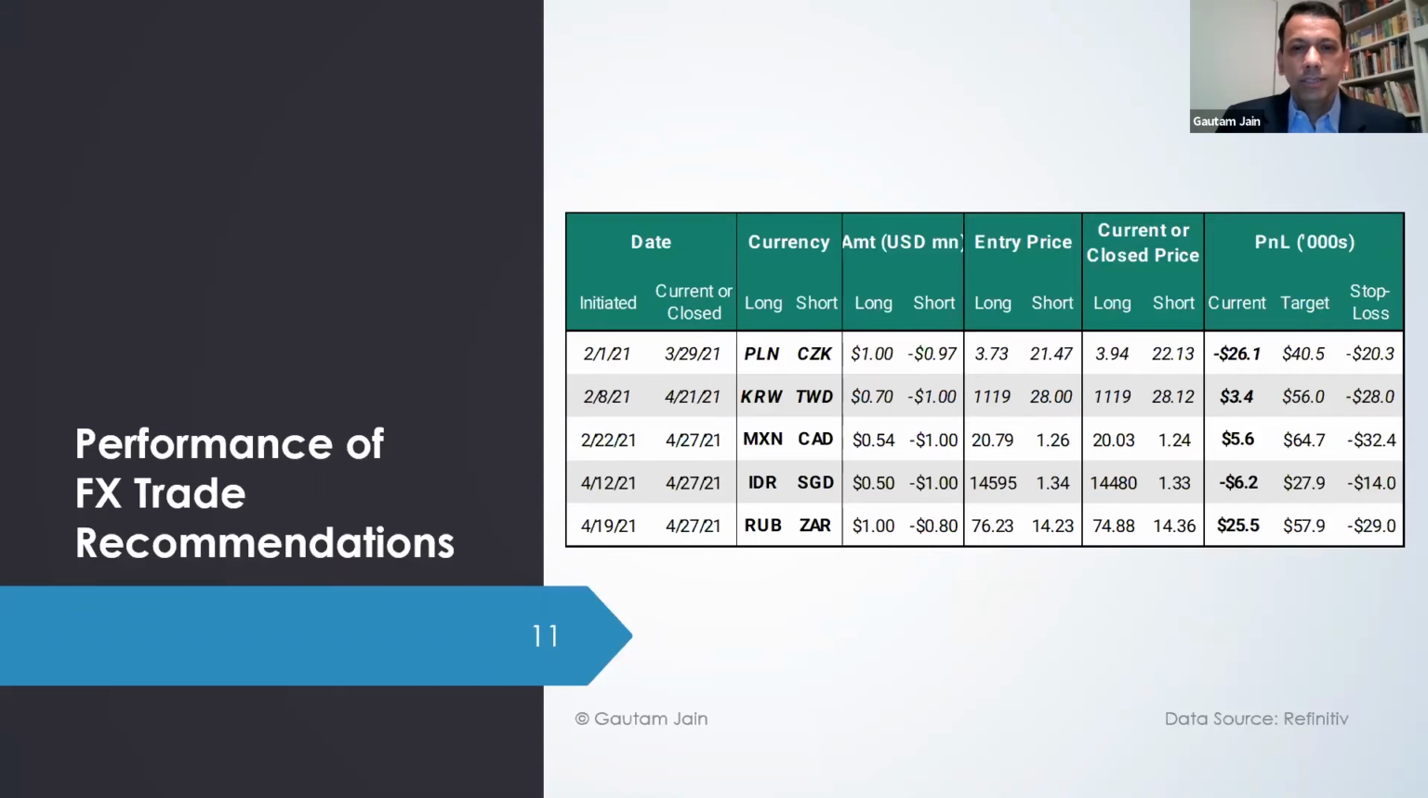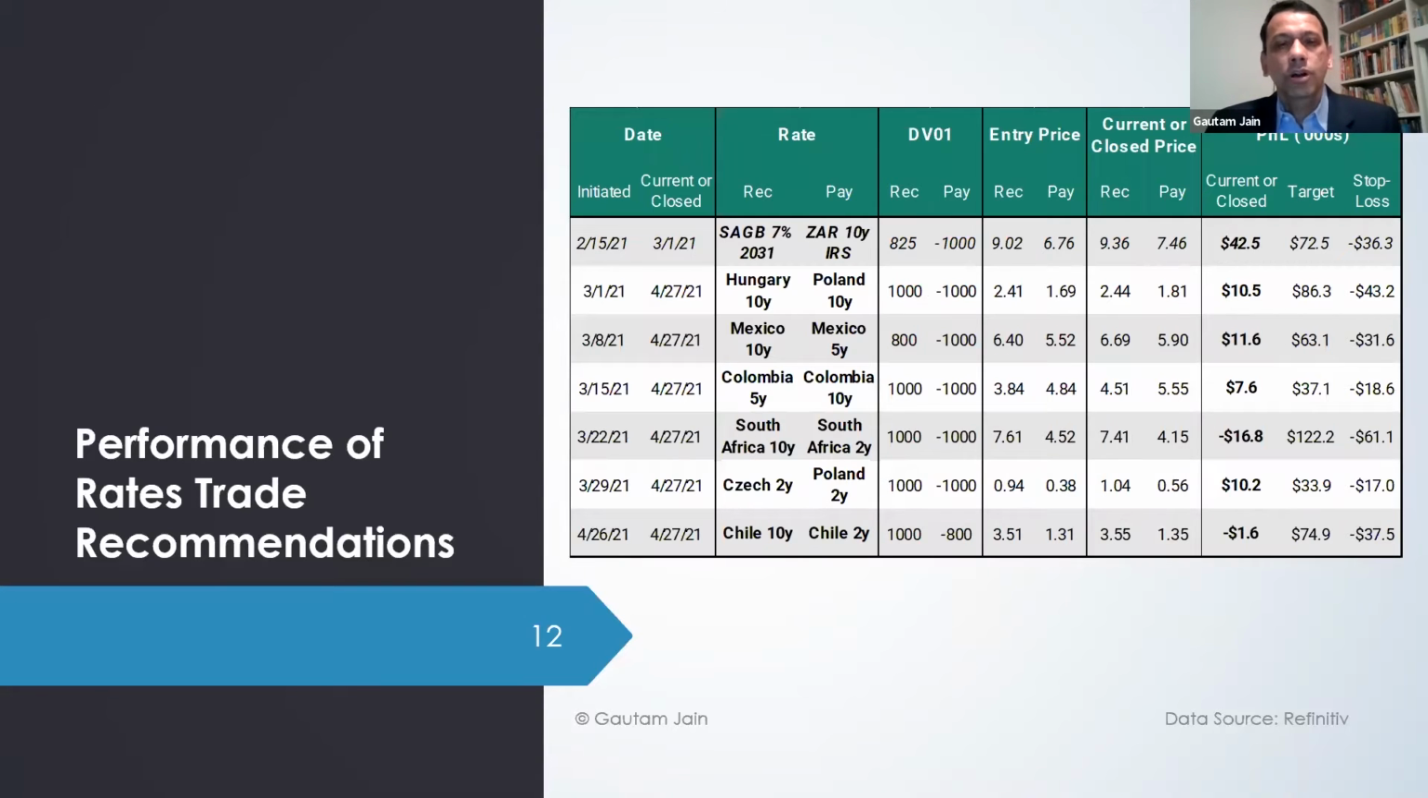In rates, I have recommended so far 7 pairs. One of them is closed or recommended to be closed. The others are still open. So this is sort of my process and the current trades that I have on.